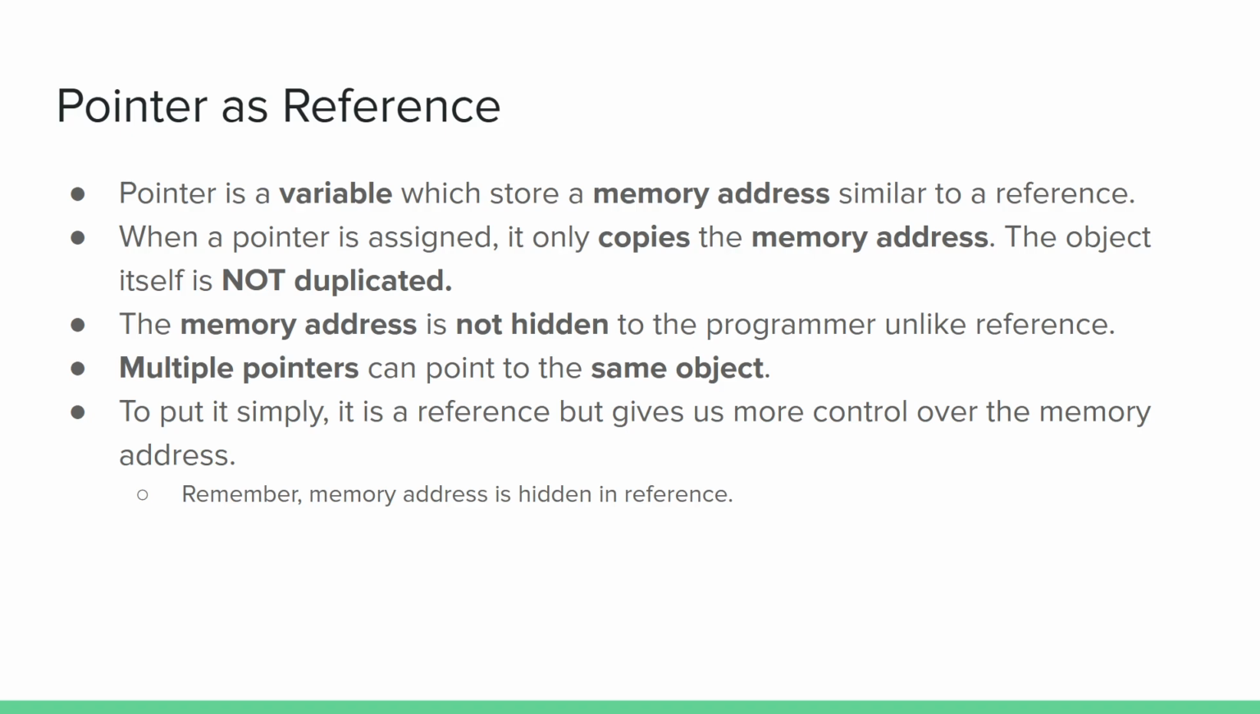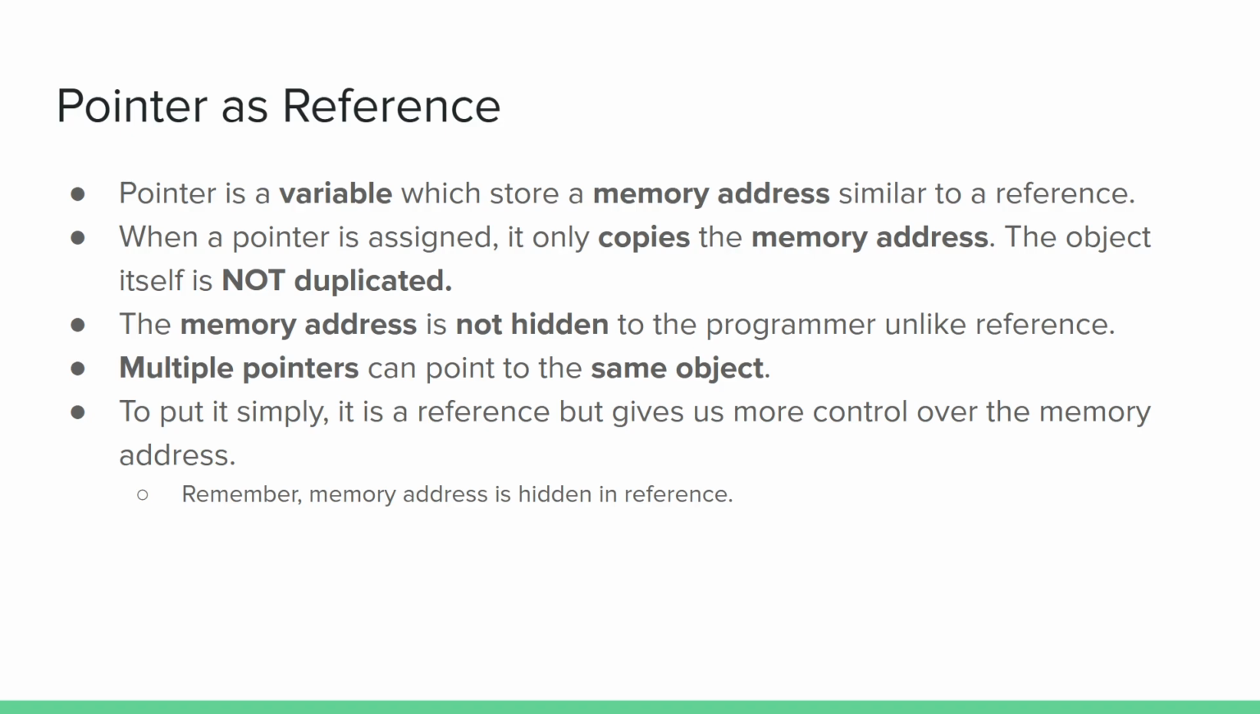So the memory address is not hidden to the programmer, unlike reference. So with pointers, you're actually able to print out where the actual address is for this pointer. And I'll show you that later. By reference, you're not really able to. You can only print out the value, but not the actual memory. How is it useful? Not really useful. You're not ever going to use the actual memory address. It's just something good to know.